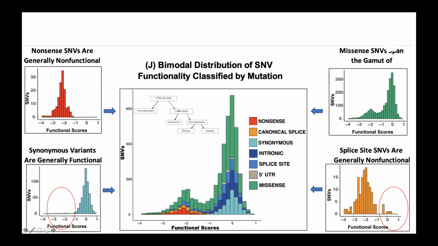In the coding region, if the one base change causes an amino acid change, that is known as non-synonymous. If that one base change does not cause an amino acid change, that is known as synonymous. And you can look down here at the bottom left, the synonymous variants are generally functional. So a functional score that is more negative is more deleterious. And as you can see, there are very few synonymous variants that are functionally deleterious. Now, there are some, but very few.